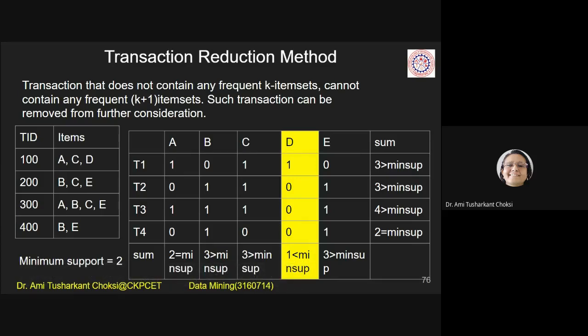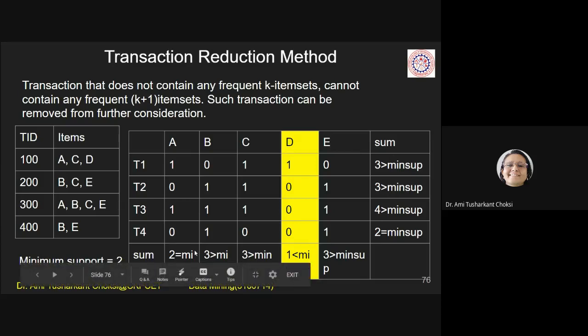What do we say about the frequent items or item sets? We used to say that wherever the count, whatever support count we consider, if it is greater than or equal to minimum support, we consider that item or item set as frequent, isn't it? So that's what we are trying to do here. Whatever sum we found should be greater than or equal to minimum support. Fine. That's what we are checking here.